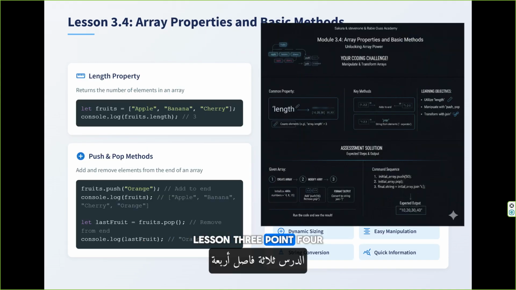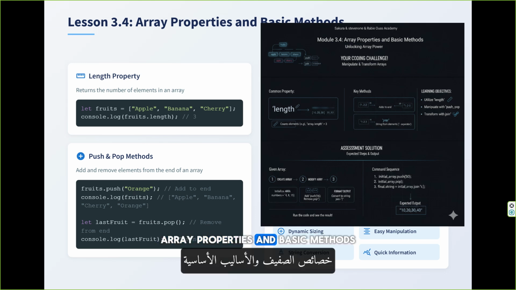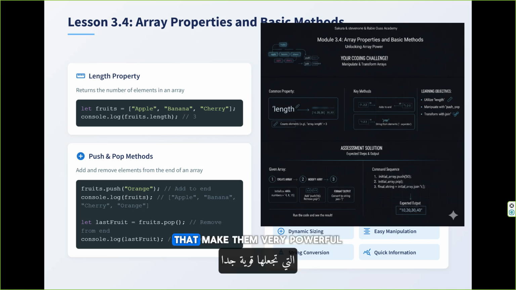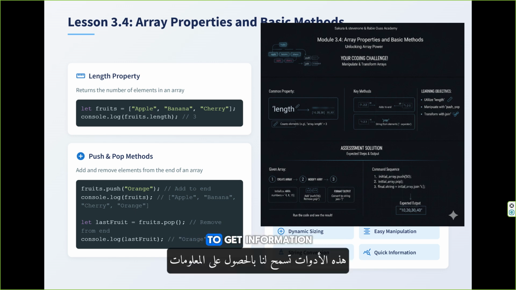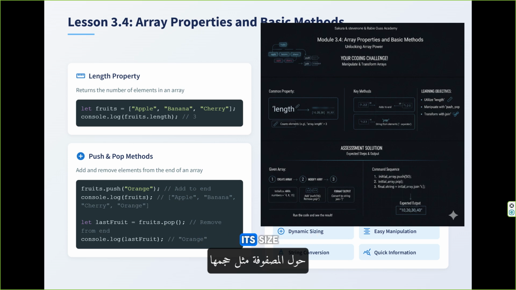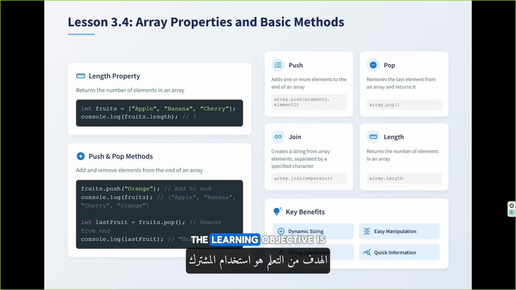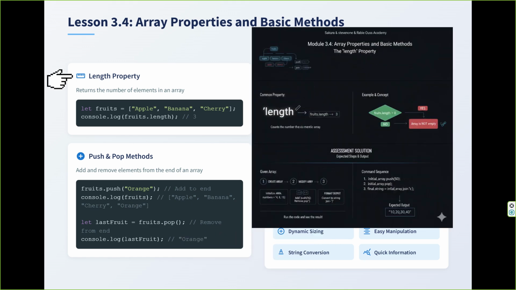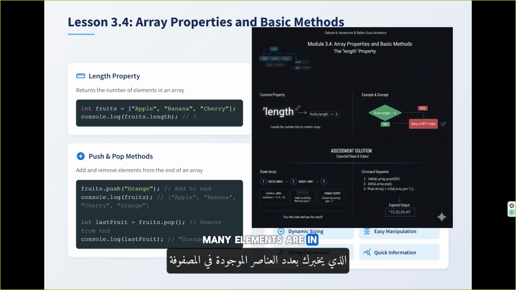Lesson 3.4, Array Properties and Basic Methods. Arrays come with built-in properties and methods that make them very powerful and easy to work with. These tools allow us to get information about the array, like its size, and to easily add or remove elements. The learning objective is to utilize common array properties like length and methods like push, pop, and join to manipulate array contents.